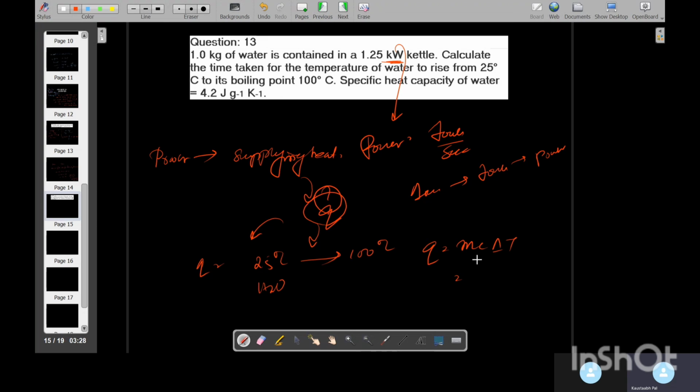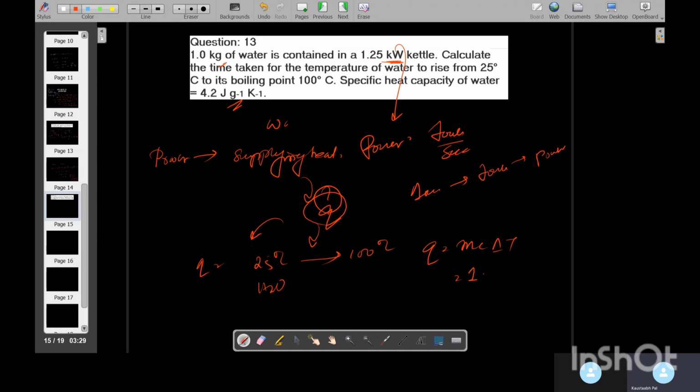So what is the mass of water? Have they told you 1 kg? So 1 kg means I can write it in grams. Why am I writing it in grams? See here 4.2 is mentioned in grams. That is why I will change the kg to gram. Okay. So here also you can change the kilowatt to watt, and it will be very easy.